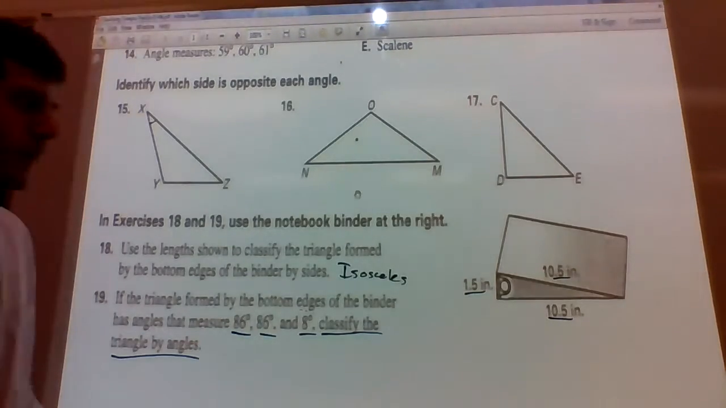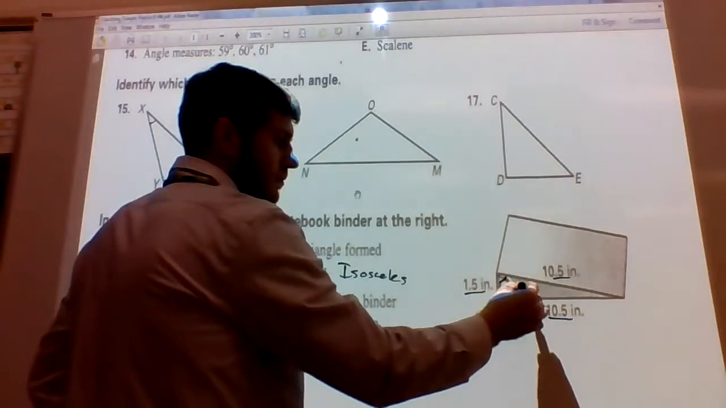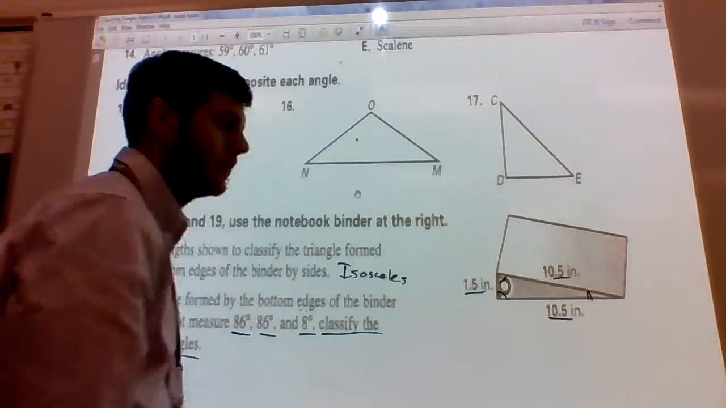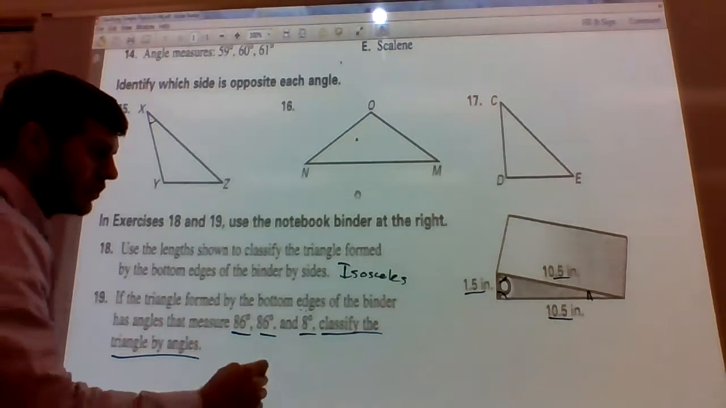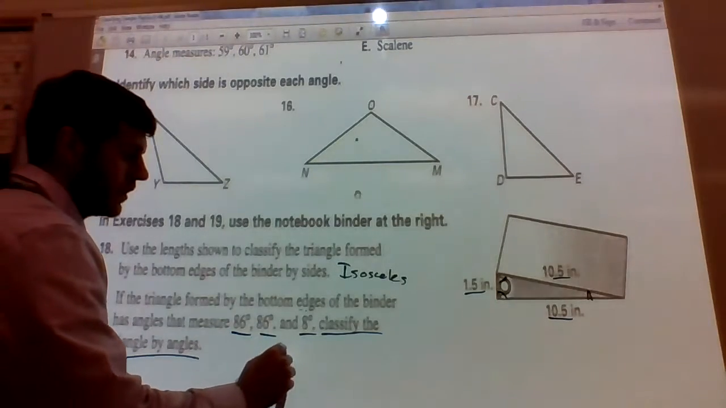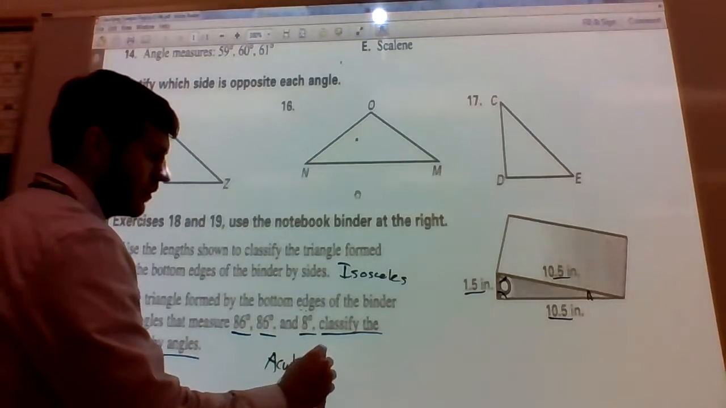Okay. And if we look at this triangle, okay, we know that all three of those are less than 90 because they all look like they're acute. Since all the angles are acute, they're all less than 90. And since all the angles are less than 90, the triangle is classified as acute. So it's an acute triangle.